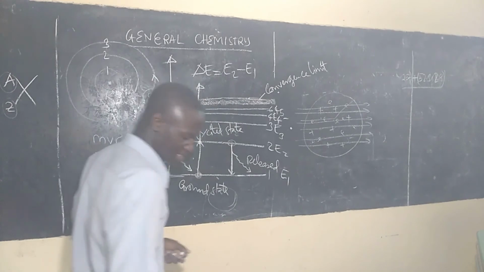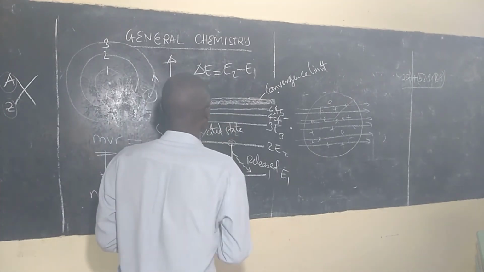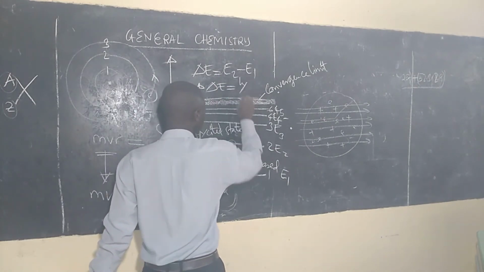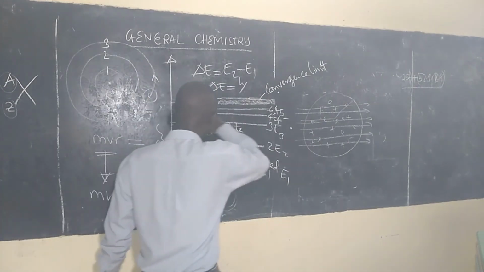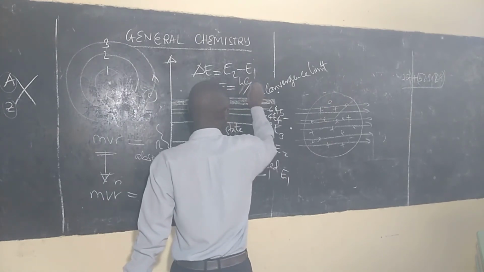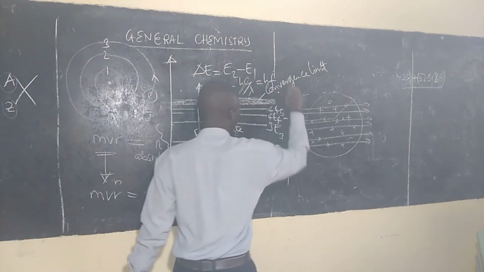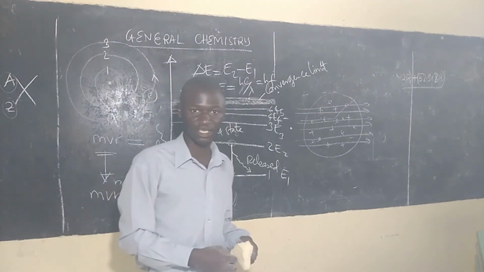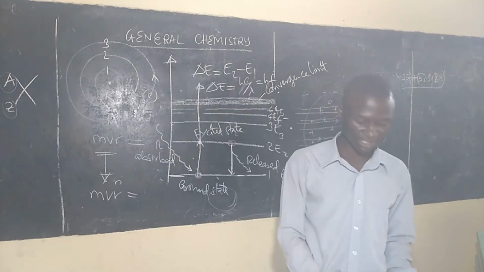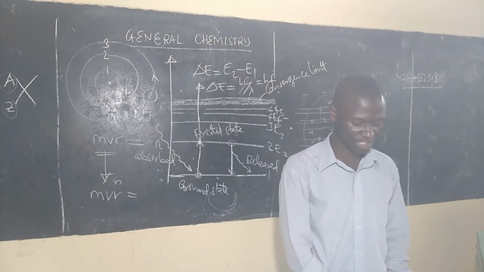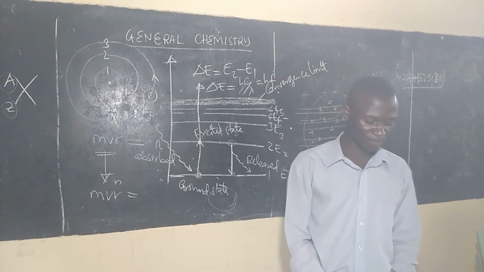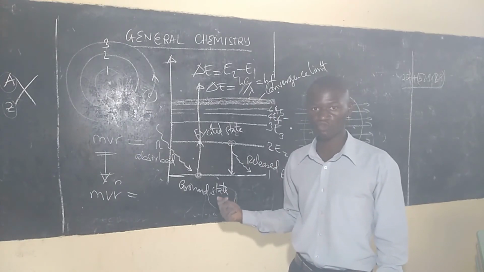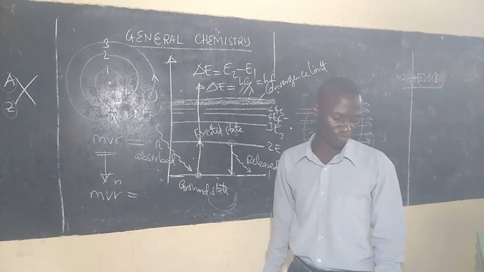And according to Planck, akaja kusema kwamba hiyo change in energy ni sawa sawa na hc divided by wavelength, au ni sawa sawa na hf, ambayo f ni frequency. Sometimes tunatumia v. All of these facts we discuss them in detail later. What you need to understand here is that electron can jump from one energy level to another. When it jumps from higher to lower energy level, it tends to release energy. When it jumps from lower to higher energy level, it tends to absorb energy.